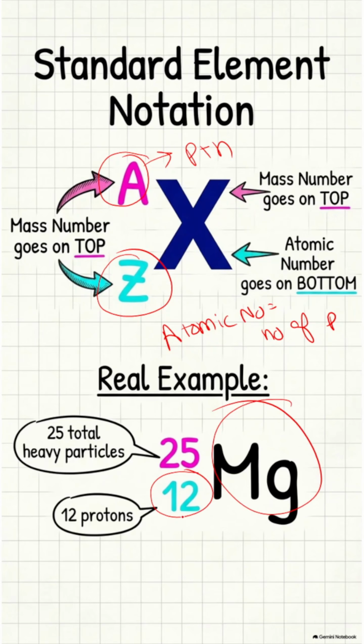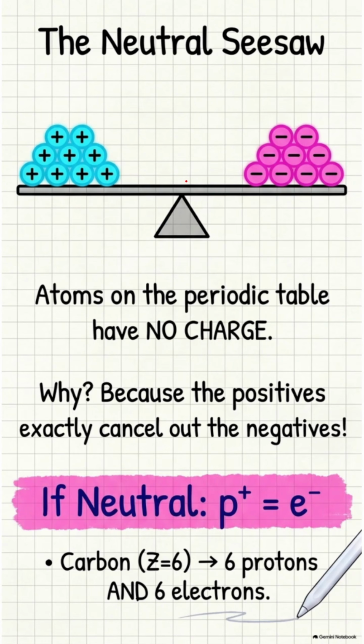There the 12 is indicating the atomic number, that means the number of protons, which are 12, and the 25 represents the mass number, that is basically the sum of the number of protons and neutrons, that is 25. Okay, here you can see the neutral seesaw.